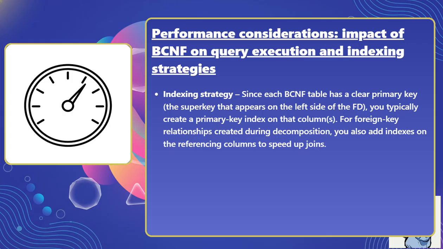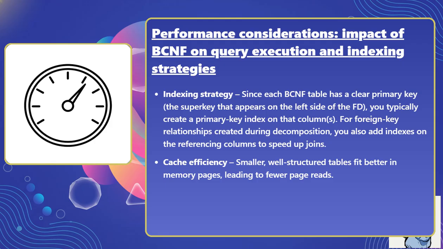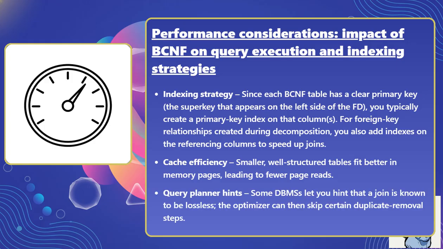For foreign key relationships created during decomposition, you also add indexes on the referencing columns to speed up joins. Cache efficiency: smaller, well-structured tables fit better in memory pages, leading to fewer page reads. Query planner hints: some DBMS let you hint that a join is known to be lossless. The optimizer can then skip certain duplicate removal steps.